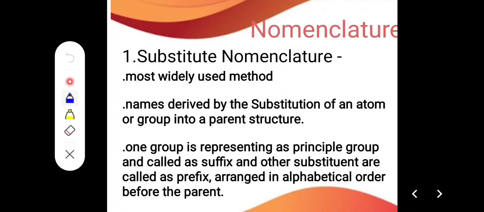Nomenclature has various types. First one, substitutive nomenclature, the most widely used. Names are derived by the substitution of an atom or group on the parent structure. The parent structure is already there, and some substitution by a functional group can take place. Due to this, we consider substitutive nomenclature. One group is represented as the principal group because it is the predominant one. This determines the numbering and the whole nomenclature, and it is written as the suffix, while the rest of the substituents are written as prefixes.